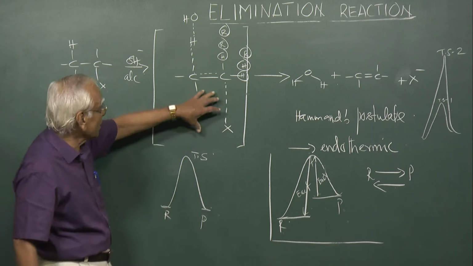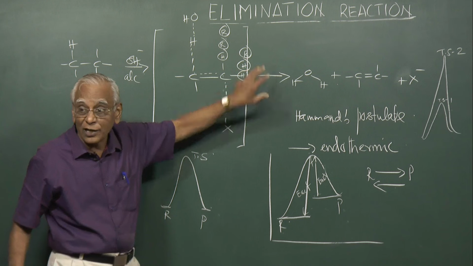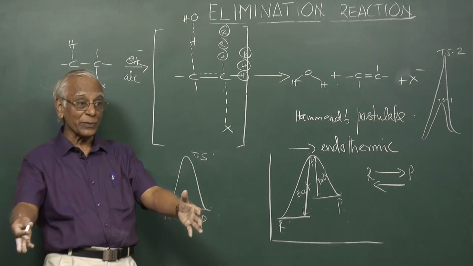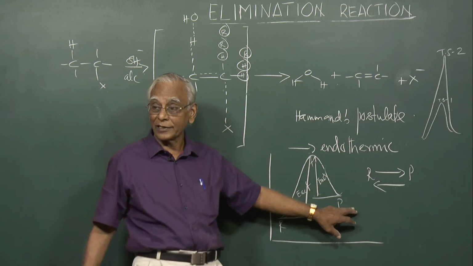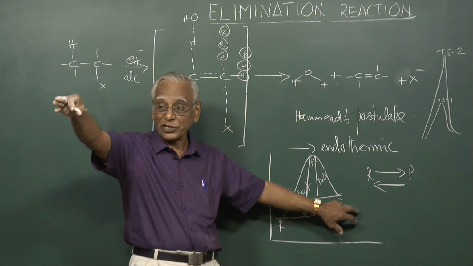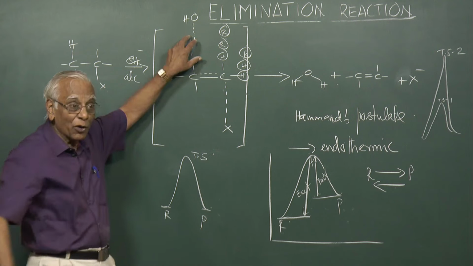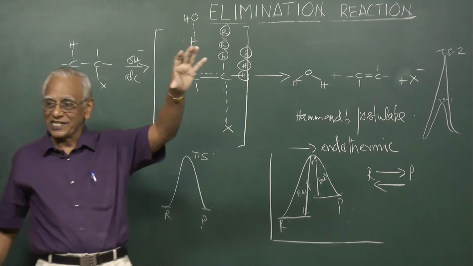Now visualize a transition state wherein you have got R and R. That transition state is more stable. Why should it be more stable? Because it is similar to that of the product. What did you explain in the case of the product? More alkylated alkene is more stable. Therefore, the transition state leading to the formation of more alkylated alkene is also a more stable transition state.